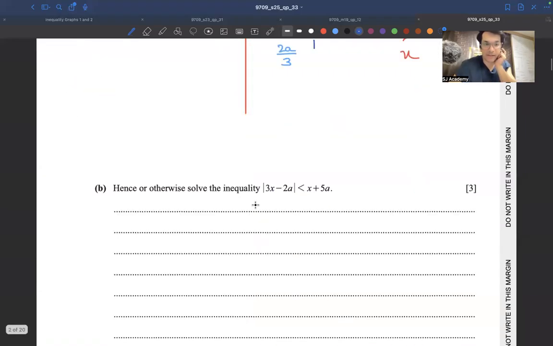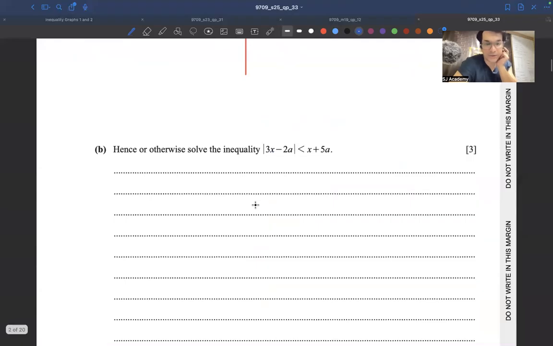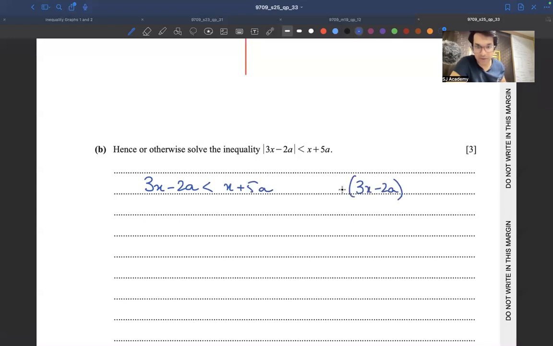In part B, it says, hence or otherwise solve the inequality modulus of 3x minus 2a is less than x plus 5a. Now, with a modulus sign, we can write it as a positive value. 3x minus 2a is less than x plus 5a. And we can also take the negative value, 3x minus 2a with a negative sign is less than x plus 5a. Now solving both the equations, we'll bring the x on this side.